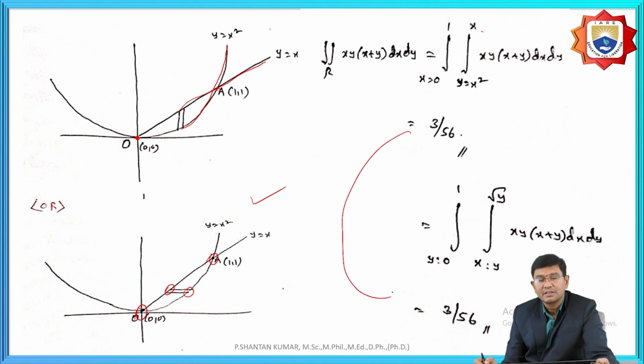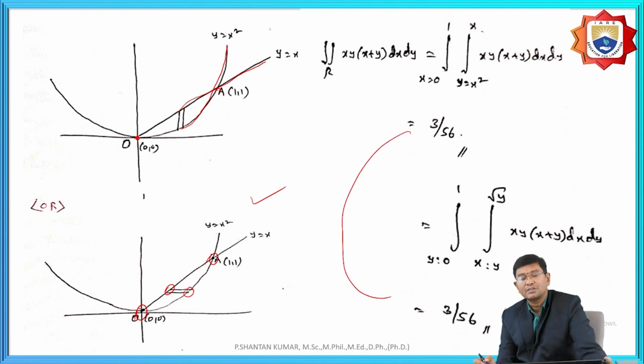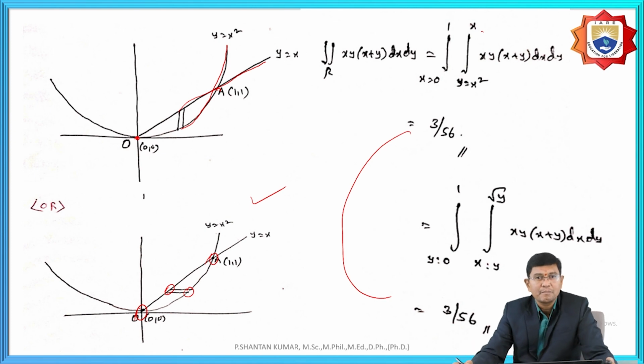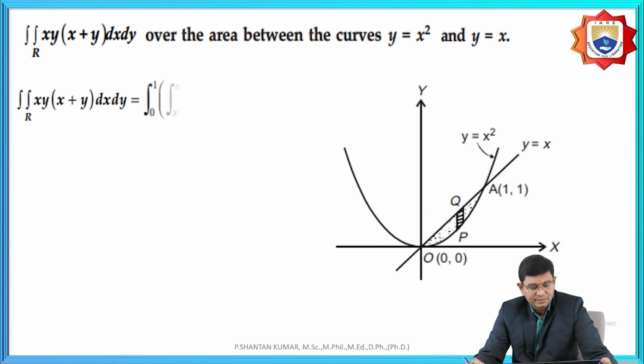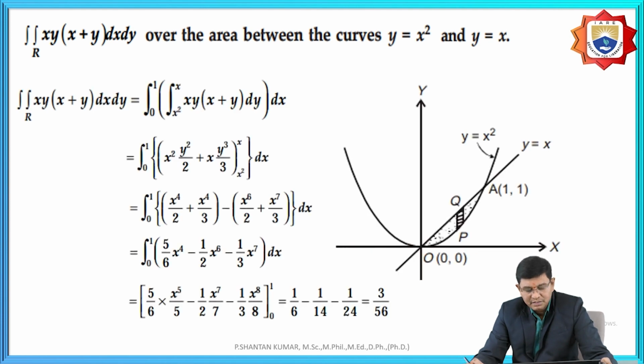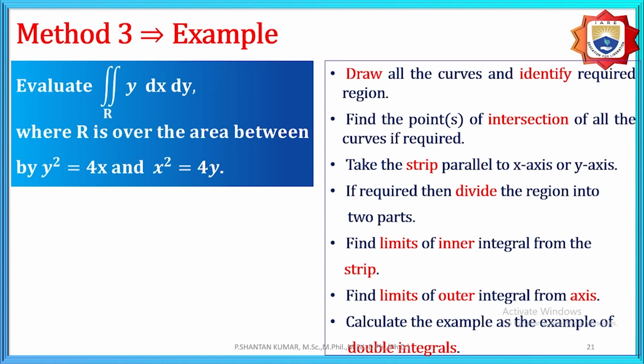That means from any given curves, after we draw the diagram, we need to find the intersecting points. While we take the strip parallel to x-axis or y-axis, it is our choice, and by taking any parallel strip, we get the same solution. For example, there is no difference, and the solution is 3 by 56.